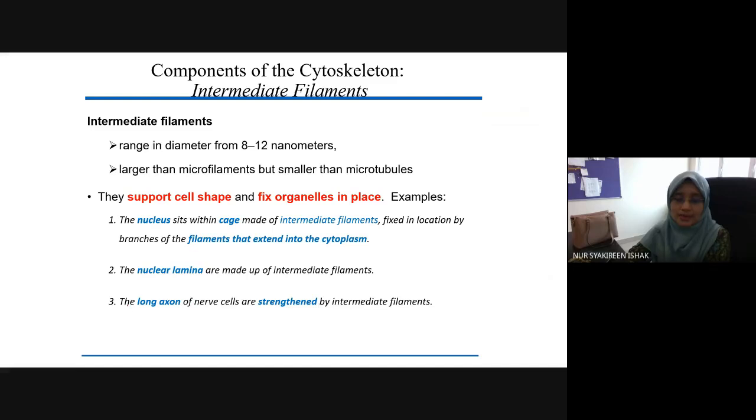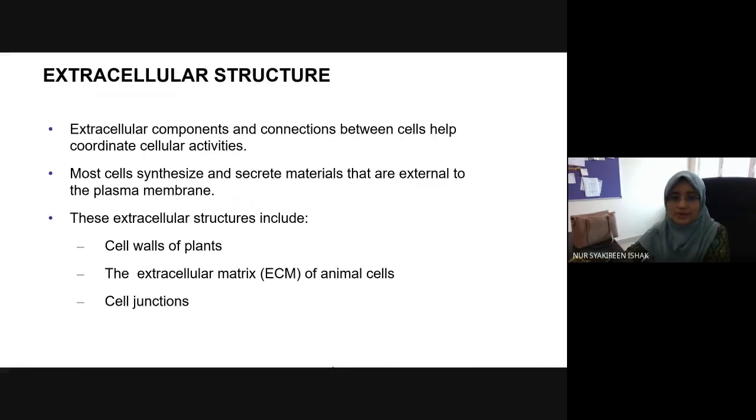Okay, and then the next one, the last example, the long axon of nerve cells are strengthened by intermediate filaments. So axon, the neurons will have long axon. Okay, so in order to maintain the structure of the long axon, it is strengthened by the presence of intermediate filaments. So the next one is for extracellular structure.